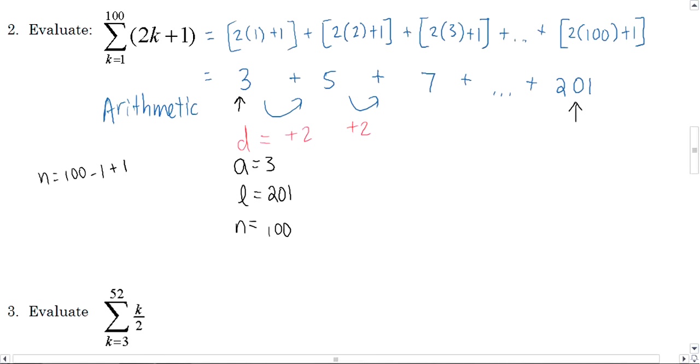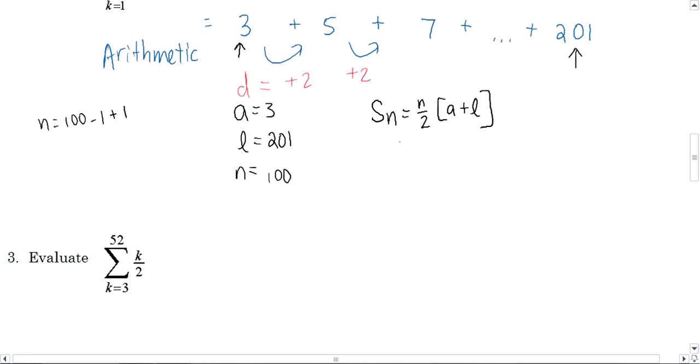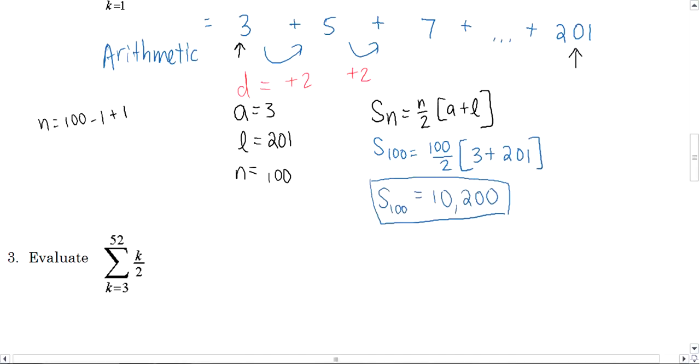So let's set it up. I've got this formula, and I'm going to use this. So S100 is equal to 100 over 2 times the first term, which is 3, plus the last term, which is 201. And you do this math, and you shall get, boom, 10,200.